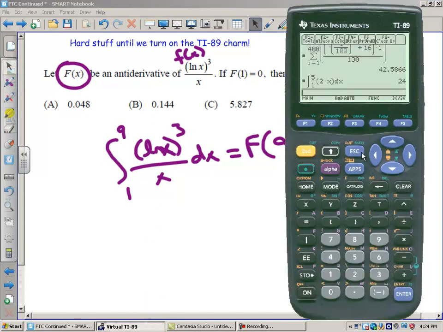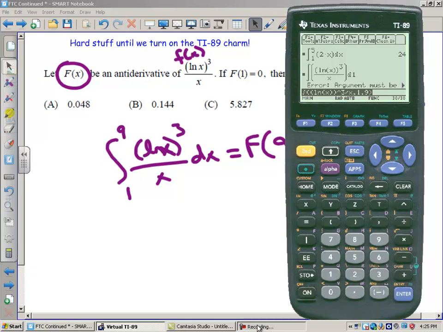Dear calculator, would you please integrate? Because I don't think anybody can find an antiderivative here, at least not yet. Would you please integrate the natural log of x to the third power divided by x between the points 1 and 9. And the calculator says argument must be a variable name. Okay, so what did I do wrong there? I'm going to go back here and clear my A to Z. I'm going to fix this while I'm pausing you guys.